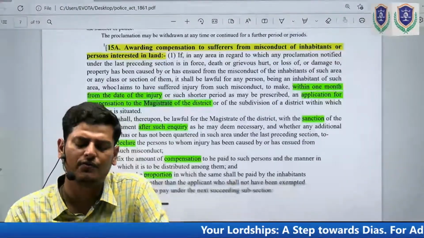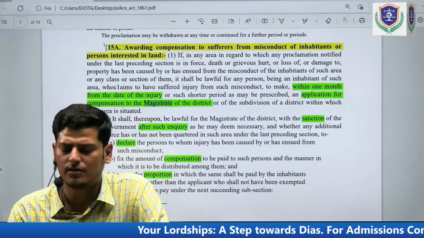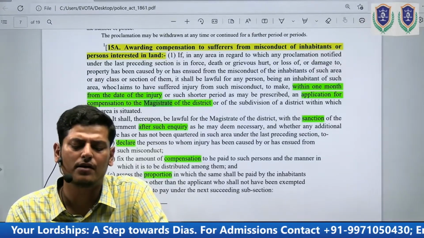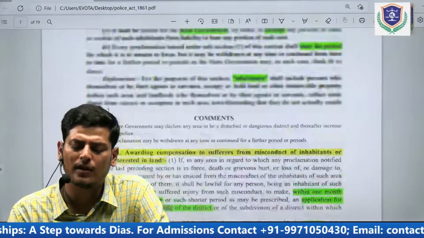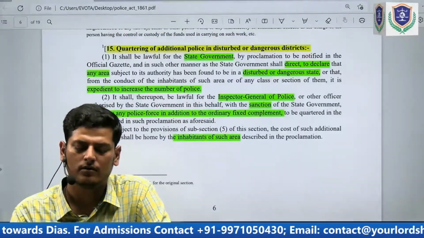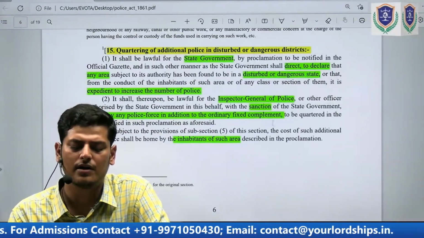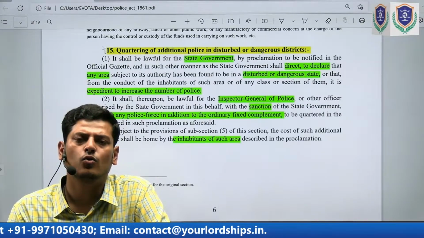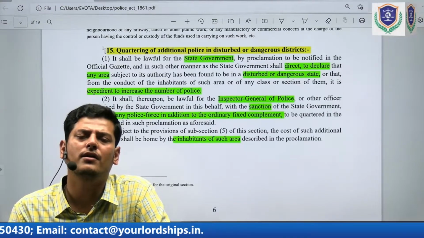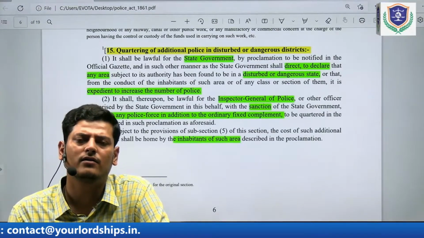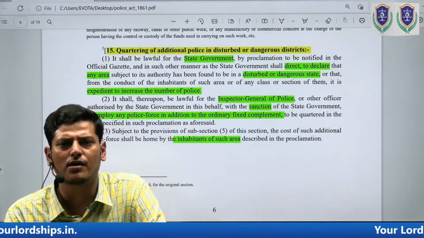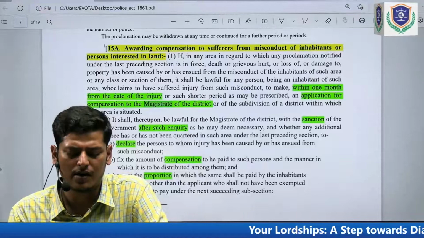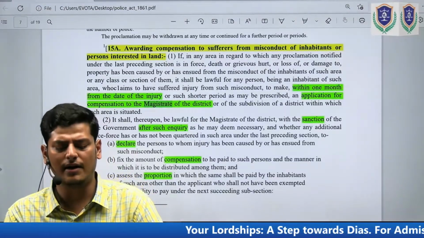Then we have Section 15A, awarding of compensation to the sufferers from misconduct of inhabitants or persons interested in land. Now here you know this is a disturbed area, a dangerous area. The inhabitants here can do some activity due to which a person may suffer loss. In that case compensation can also be given. This has been provided under Section 15A, which has been inserted by the amending act of 1895.